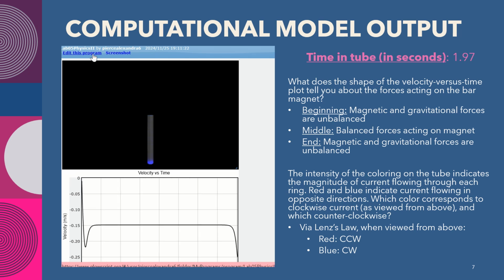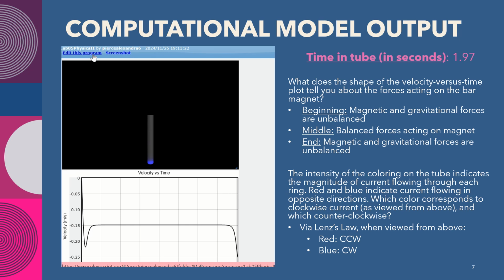From the computational model, it was determined that the magnet spent 1.97 seconds in the tube. As for the velocity versus time curve, it is clear, based off the shape of the plot, that the magnetic and gravitational forces were unbalanced in the beginning and end of the motion of the magnet, which resulted in a change in velocity. However, in the middle, the forces were balanced with one another, resulting in a constant velocity as the magnet moved through the tube.